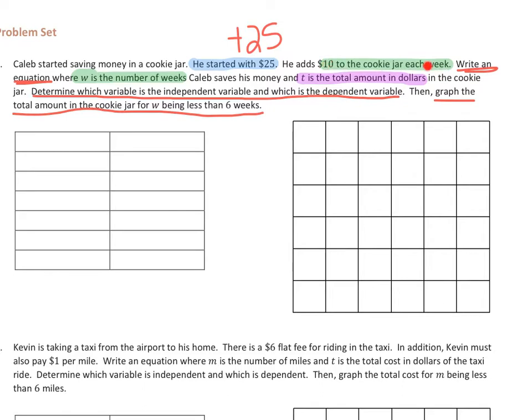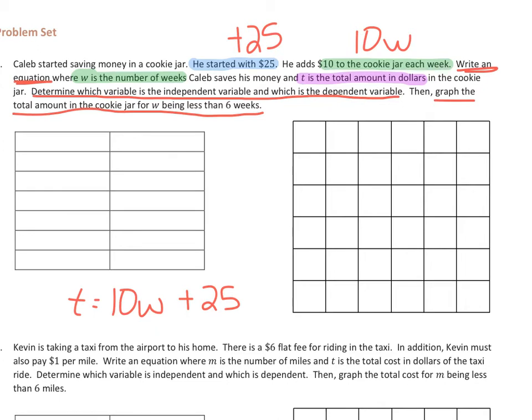So what are we doing with our weeks? We are multiplying it by 10. So that's going to be 10W, right? So our equation is going to be our total, right? Total is going to be found by multiplying our weeks by 10, 10W, and adding $25. Does that make sense? So what is dependent and what is independent?